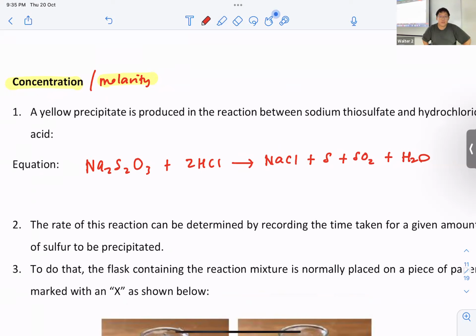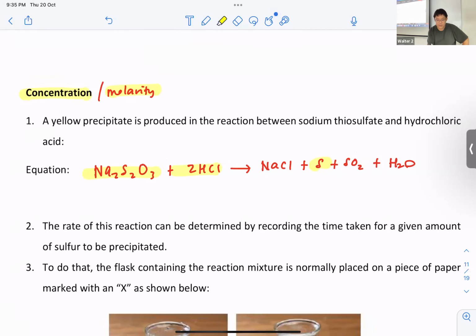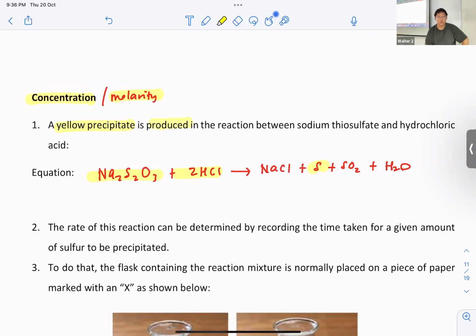Sodium thiosulfate reacts with hydrochloric acid to give you sodium chloride, sulfur dioxide gas, and also water being produced. Now, we're going to focus on the sulfur being produced. Sulfur is insoluble in water. Okay, sulfur is insoluble in water. So when you add sodium thiosulfate and hydrochloric acid together, there will be a formation of yellow color precipitate. That's why I mentioned here a yellow precipitate is produced.